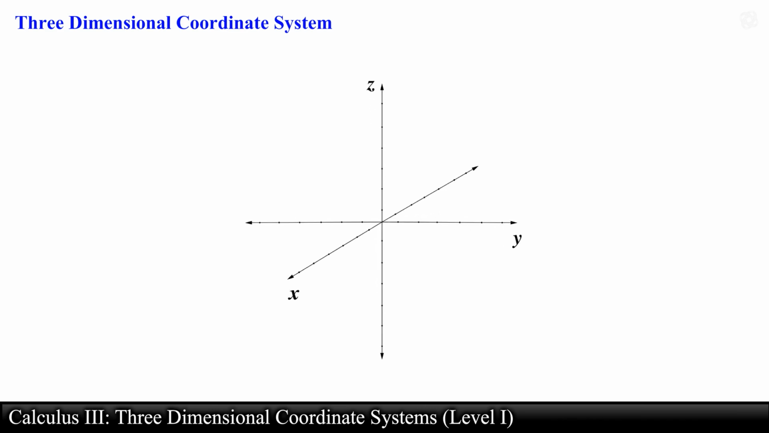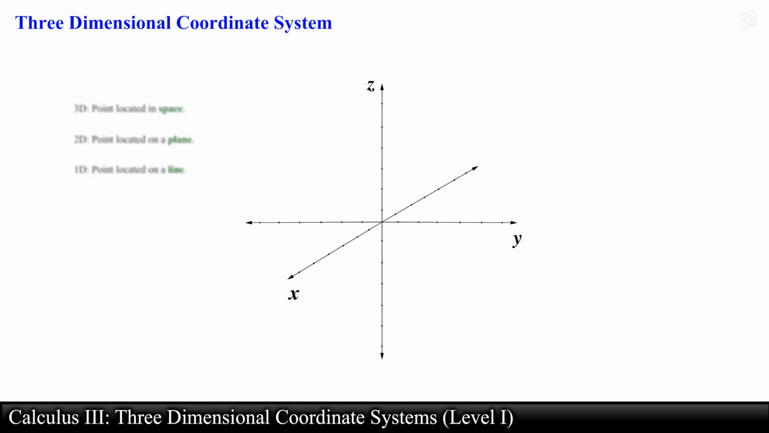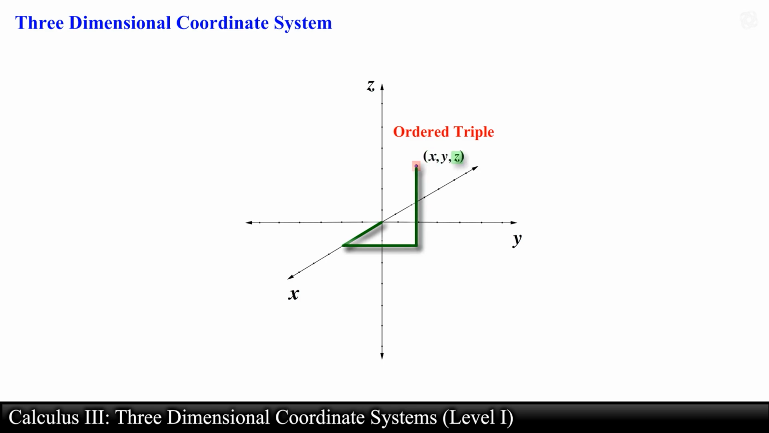In a 3-dimensional coordinate system, a point is located in space, as opposed to a 2-dimensional system where a point is located on a plane, and a 1-dimensional system where a point is located on a line. With that said, we represent a point by an ordered triple, x, y, z, of real numbers, and we call the numbers the x, y, and z coordinates of the point. In order to locate a point in space, we first start at the origin and move along the x-axis to locate the first coordinate, then move parallel to the y-axis for the second coordinate, and then parallel to the z-axis to locate the last coordinate. The reason why this coordinate system is called a rectangular coordinate system is because points in space determine rectangular boxes.